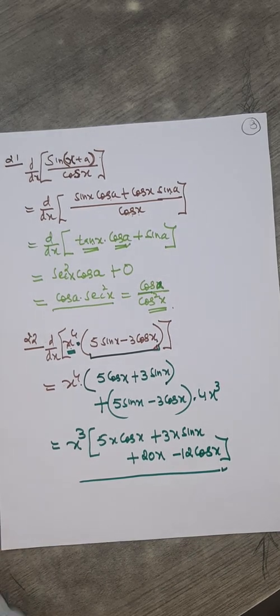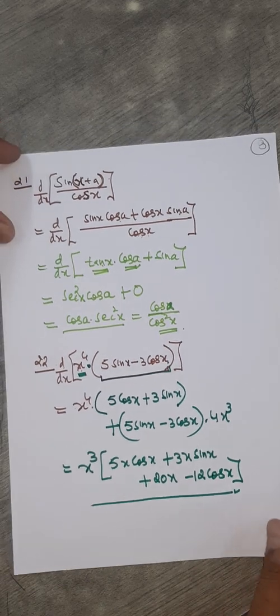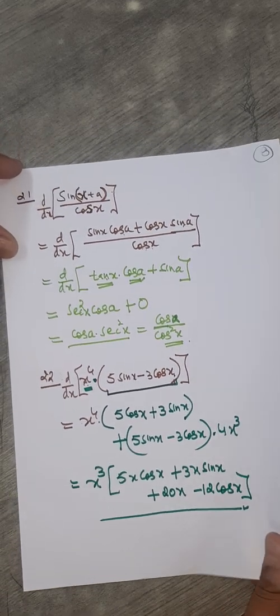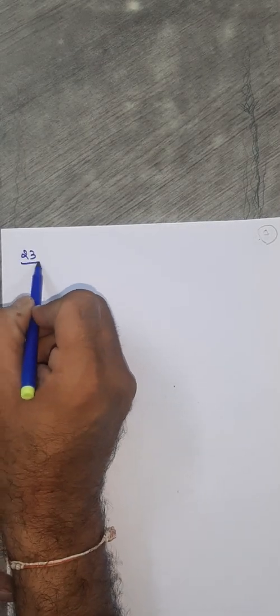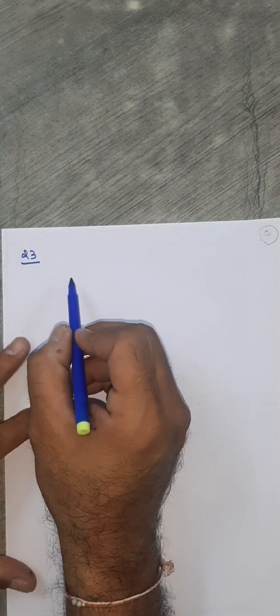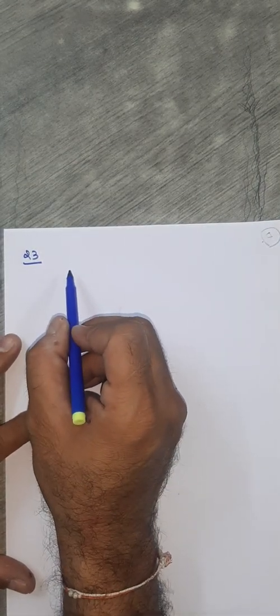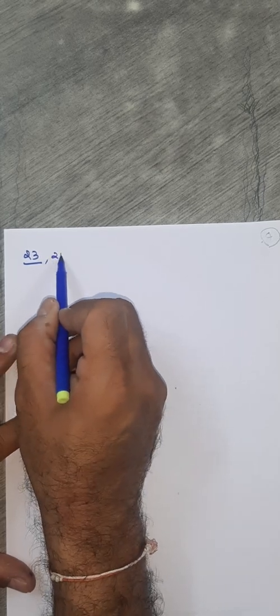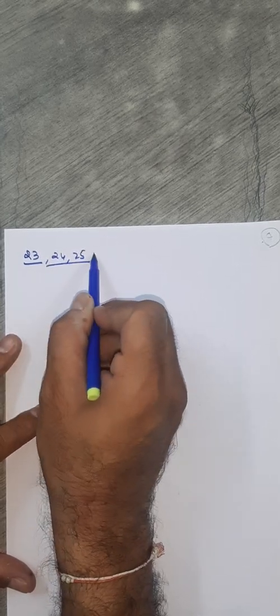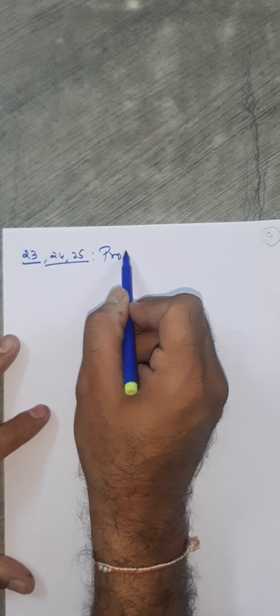Okay. Next, 23rd is again about product rule. 24th is also about product rule. 25th, 4th, 5th, these are about product rule.